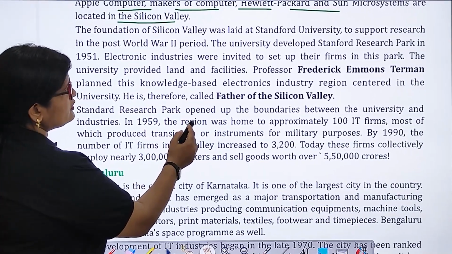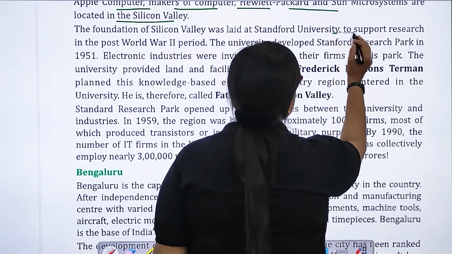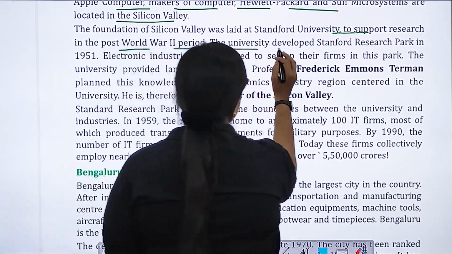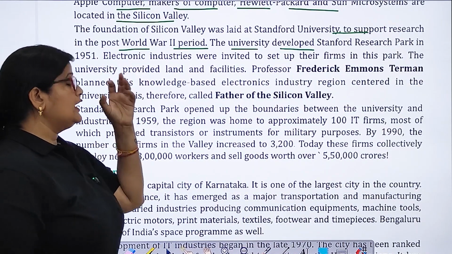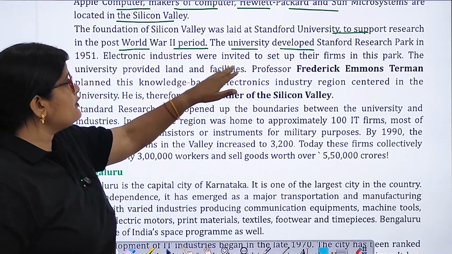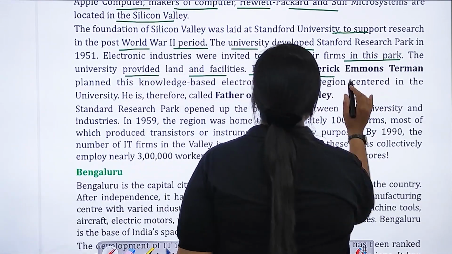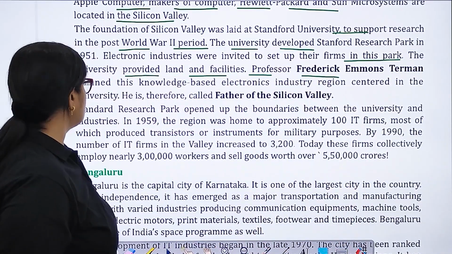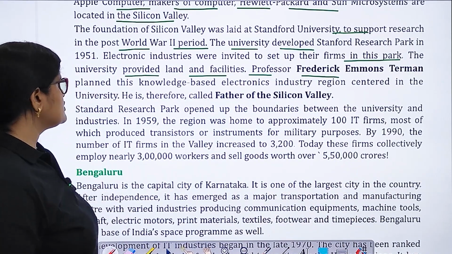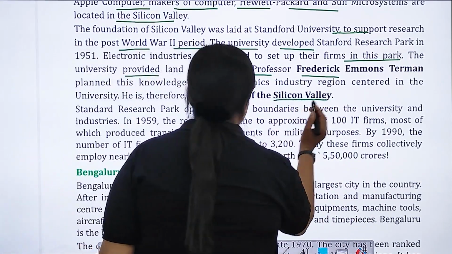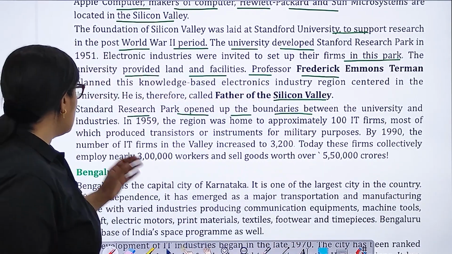The foundation of Silicon Valley was laid at Stanford University, to support research in the post-World War II period. The university developed Stanford Research Park in 1951. Electronic industries were invited to set up their firms in this park. The university provided land and facilities. Professor Frederick Emmons Terman planned this knowledge-based electronic industry region centered in the university. He is therefore called the father of Silicon Valley. Stanford Research Park opened the boundaries between the university and industries.